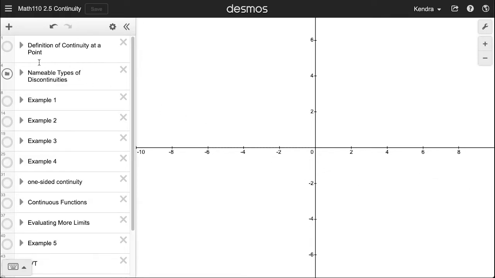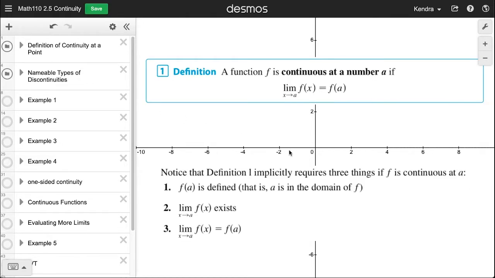So let's look at the definition of continuity at a point, and we're going to look at a few examples to see what types of discontinuities we have. Remember that a function f is continuous at a number a if the limit as x approaches a of f of x is equal to f of a.